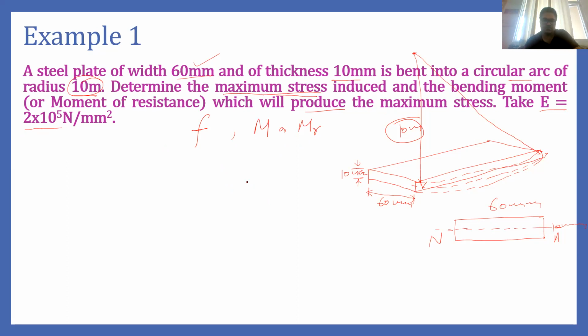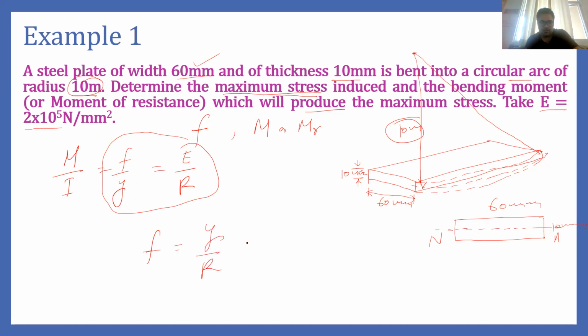So here, how do we do that? So we know the bending equation. Bending equation is M by I, F by Y, E upon R. So now if we want to find out the value of F, we can find out this value by taking these two terms. So F can be calculated as Y by R into E. So here we have the R value, we have the E value. We only need to find out the value of Y.